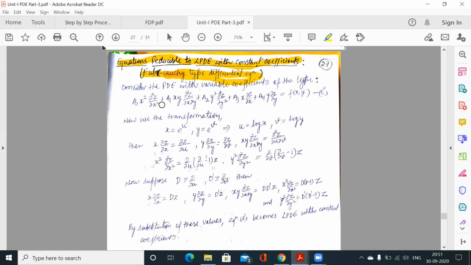What was there? x square was in multiplication with the second order derivative, d2y over dx square, and for dy over dx, x was the coefficient. That type of equation is also here in the case of partial differential equations, and this is also called Euler-Cauchy type differential equation.